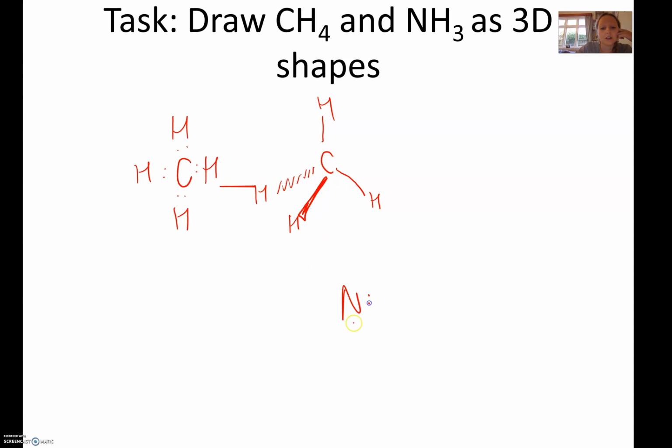Let's do NH3. Okay, this time you don't do that top one. So it's just going to be N. That straight's going to be there still, solid, and then dotty. Keeping that within that 90-degree plane. I hope that makes sense, folks.